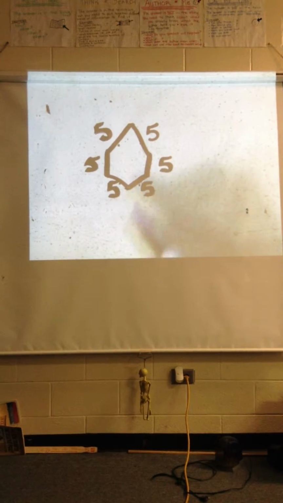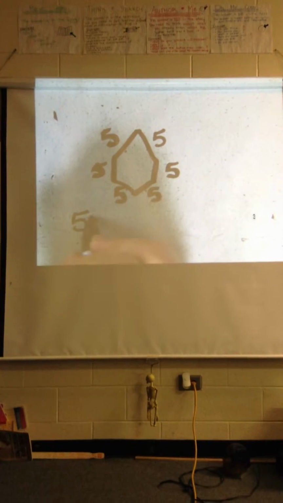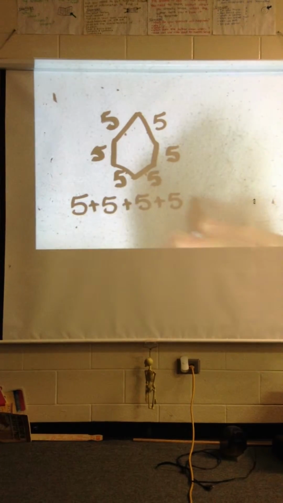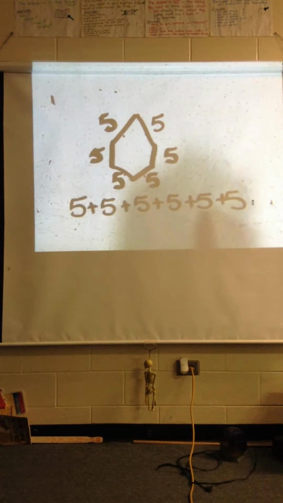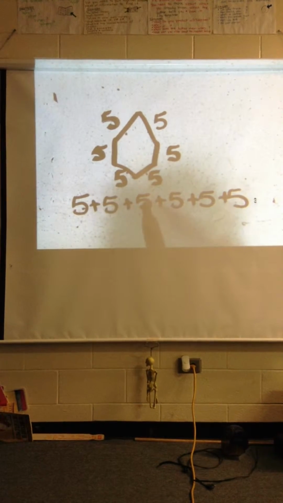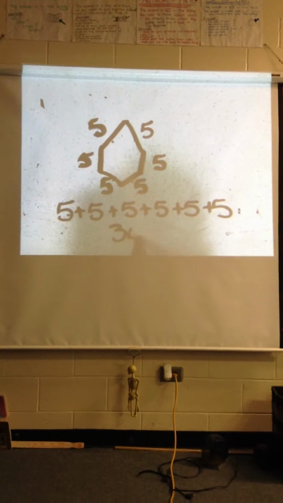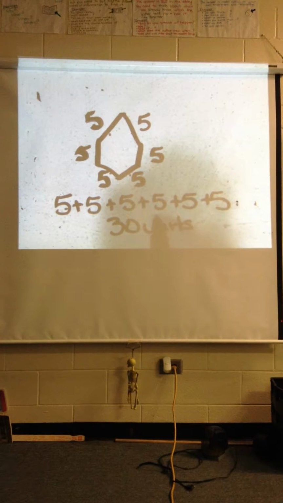And to find the perimeter, I need to add up all the sides. That means I should be adding up 6 5s. 5, 10, 15, 20, 25, 30. Because there were no units on there, you would put 30 units.